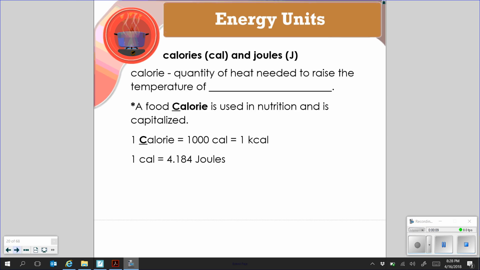When we're talking about calorimetry, we need to start by talking about energy units, and we're going to discuss two of them, calories and joules. A calorie is the quantity of heat that is needed to raise the temperature of 1 gram of water 1 degree Celsius. It's a little bit different than a food calorie. A food calorie is used in nutrition. We capitalize it to differentiate it. And a food calorie is going to be the equivalent of 1,000 calories or 1 kilocalorie. And 1 calorie is going to be equal to 4.184 joules of energy. And that number is going to be significant. It's going to end up being the specific heat capacity of water.